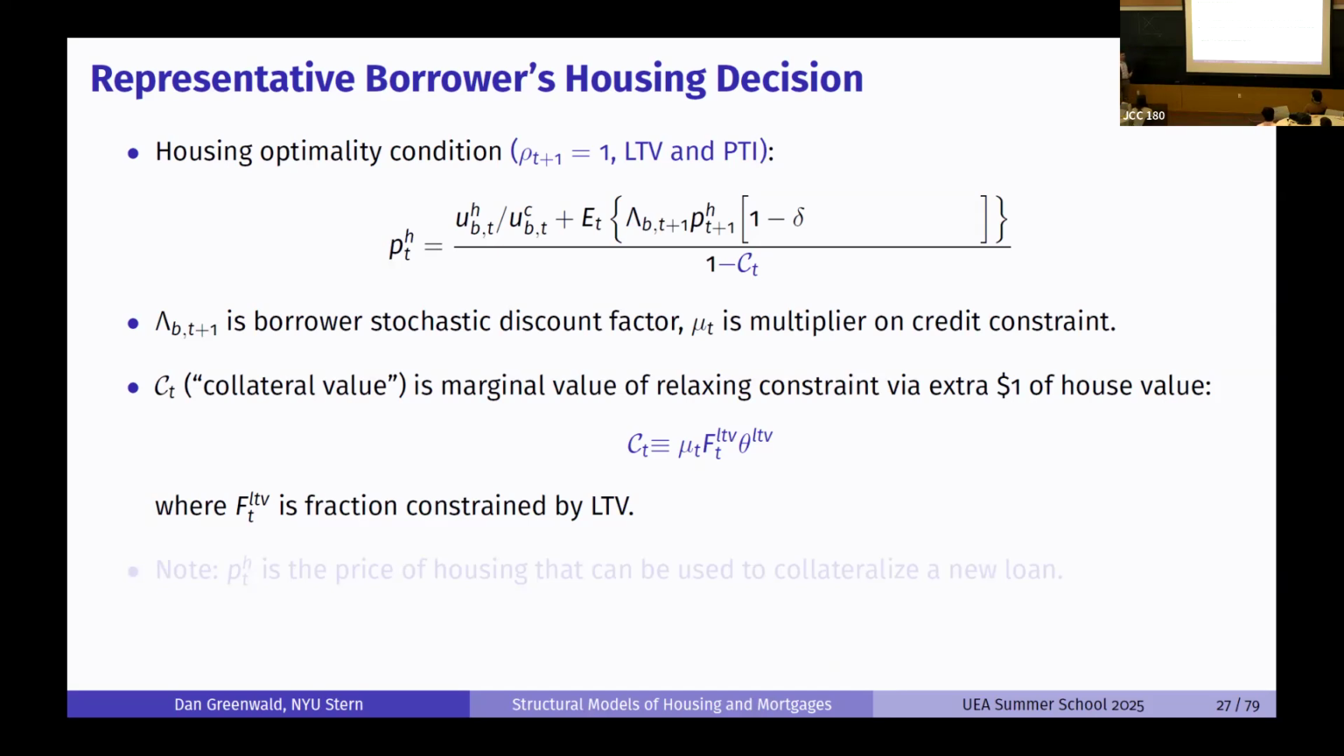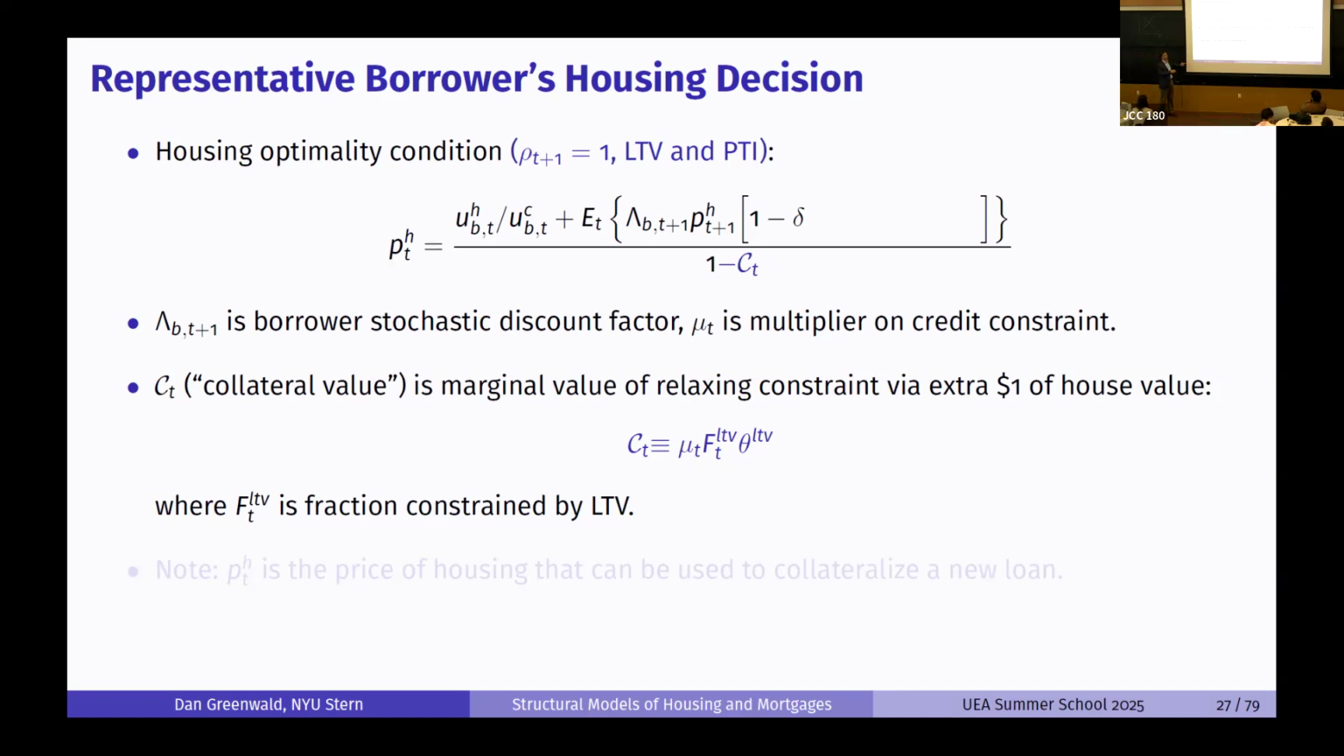We're going to have one more term, because when you buy $1 of housing, now $1 of housing relaxes your LTV limit by theta LTV. But only a fraction of borrowers at equilibrium have LTV as their binding constraint, right? So now you have to multiply this by F_LTV, which is that fraction. So this is the total amount of credit in aggregate, across all borrowers, that everybody buying on average $1 more of housing would get them. And then you multiply that by mu.